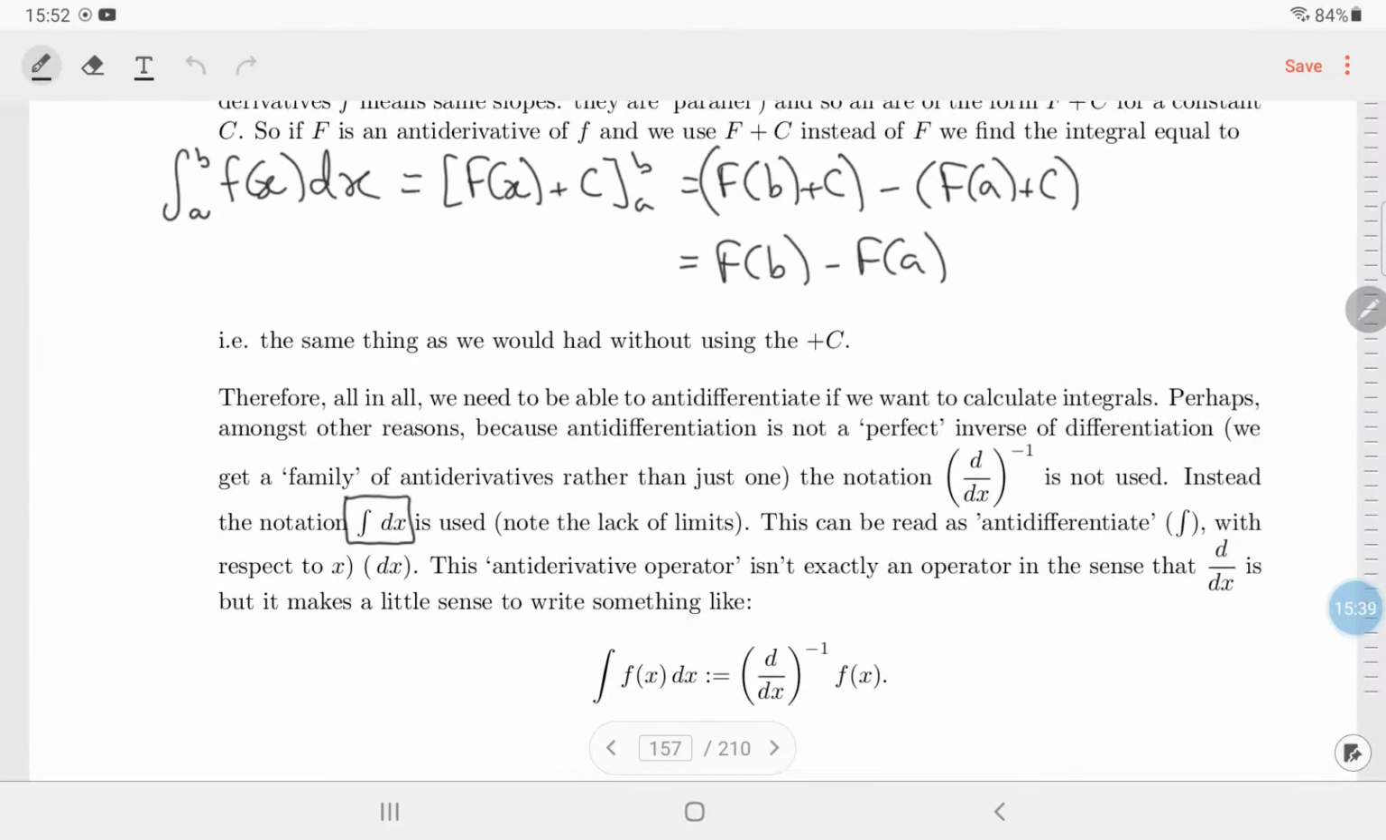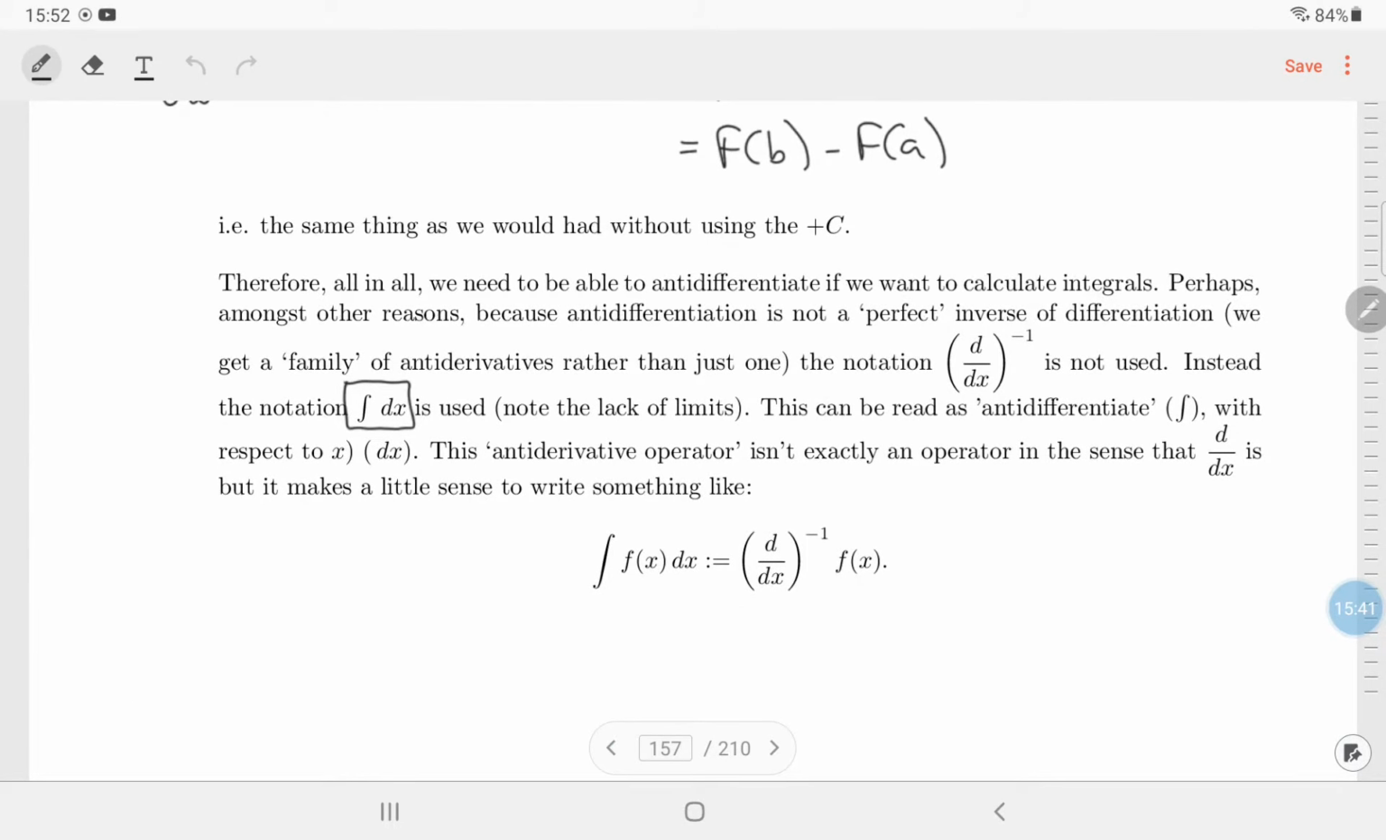People get a bit confused about the little dx here. That's telling you, like, remember with the partial differentiation, are you differentiating with respect to x, y, z, etc., or t or l or whatever? So this is saying that you're anti-differentiating with respect to x. When we do substitutions, that will be important because we'll be anti-differentiating with respect to w.